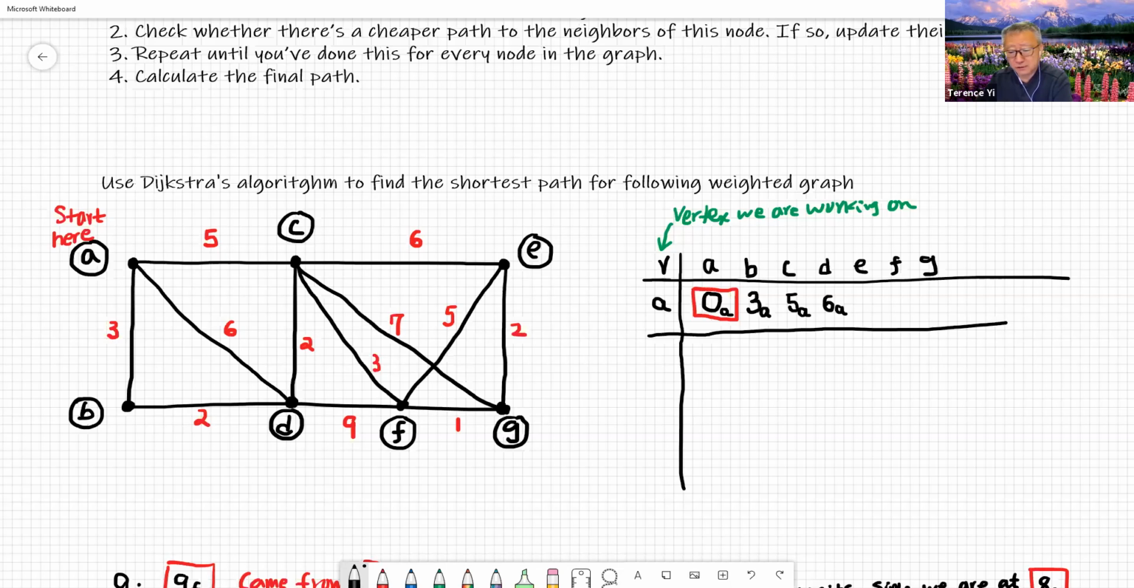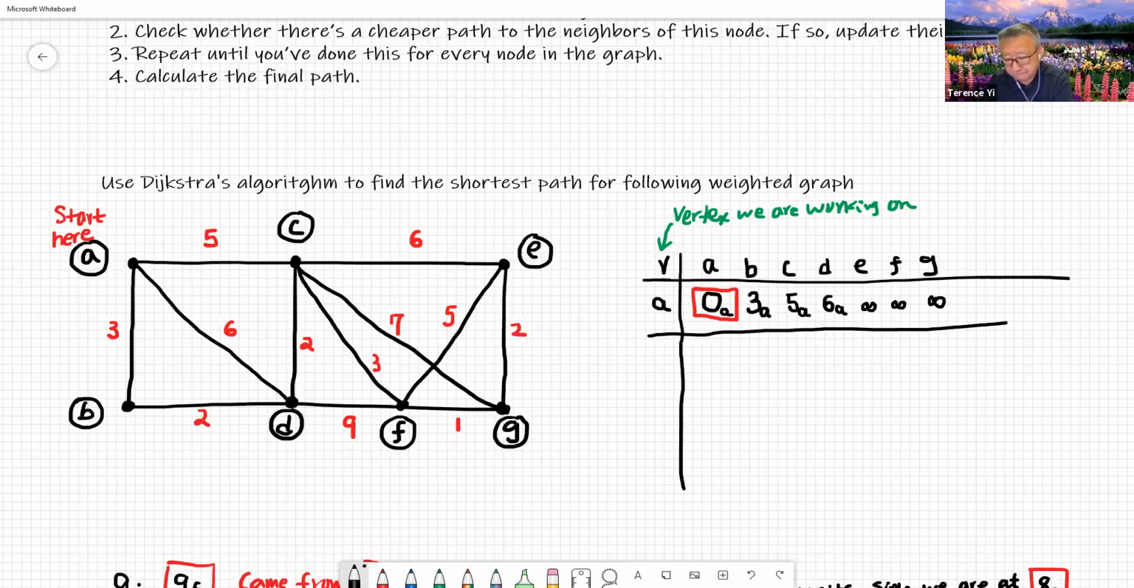Now from A to E, you cannot get there because we don't have any direct path from A to E. So we're just going to put the infinity sign here. That's unreachable. And same thing for A and F, right? So it's unreachable. So we're going to put the infinity sign, and same thing for G.